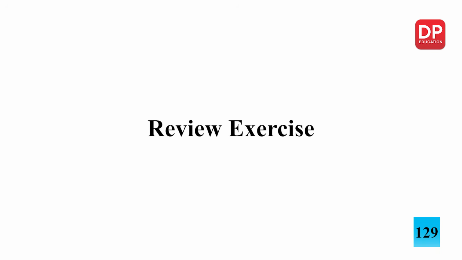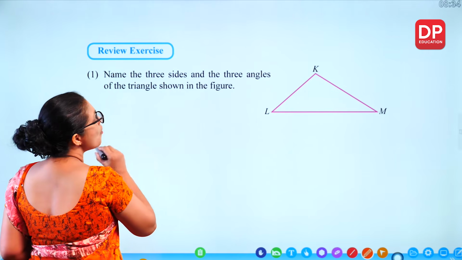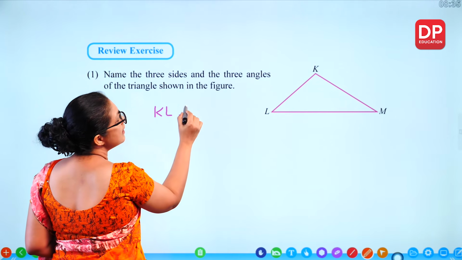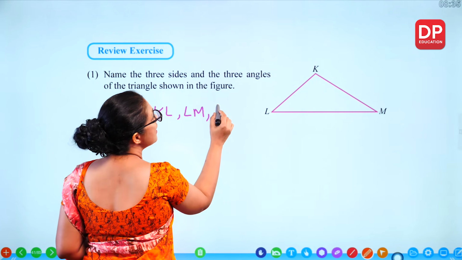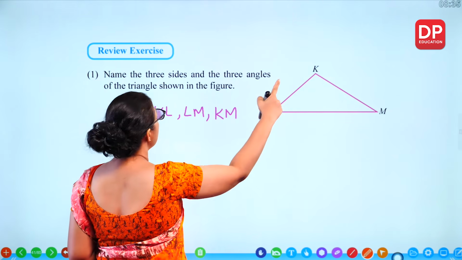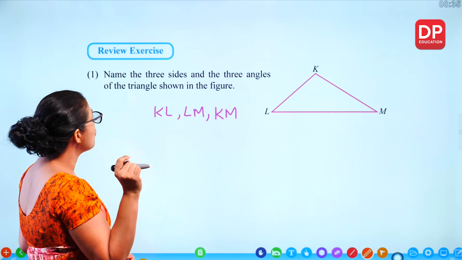Now we'll look at review exercise. Name the 3 sides and the 3 angles of the triangle shown in the figure. So what are the 3 sides? KL, LM and KM or MK. KM, KL and LM are the 3 sides of this triangle.